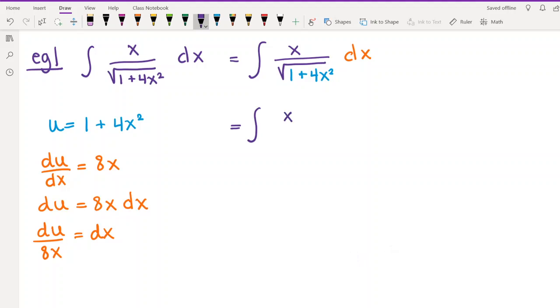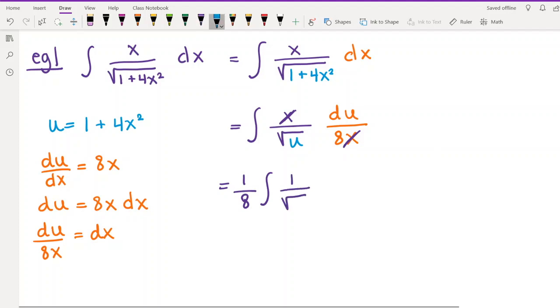So when we put all of this in, we end up with x over the square root of u times du over 8x. And so this x here is going to cancel out, and we can bring that 1/8 to the outside of our integral, and we're going to be left with now 1 over the square root of u du. So another way of writing this would be 1/8 times the integral of, so 1 over square root of u is the same thing as u to the negative 1/2.